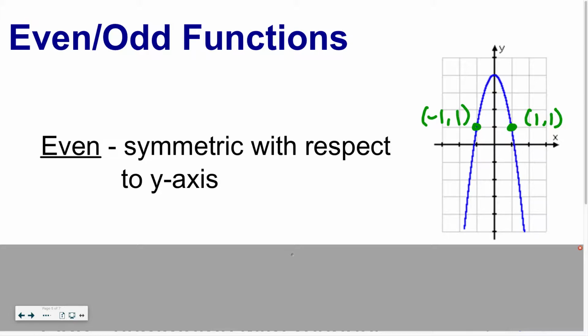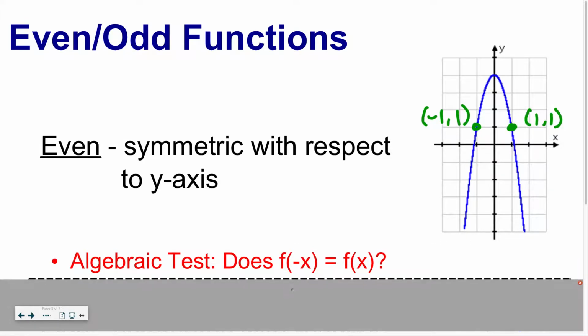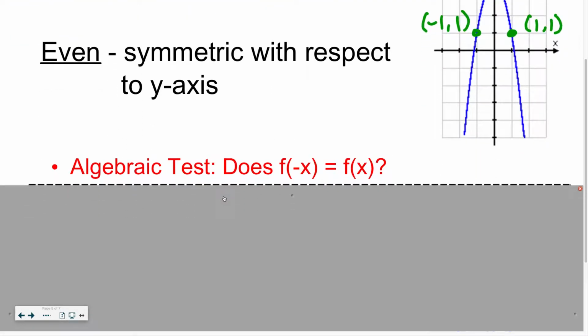Okay. So remember, function notation, f of x is a fancy way to write y. So the algebraic test for even functions is right here. Does f of negative x equal f of x? If I put in negative x, will I get the same y as what I had in the original equation? So x and negative x give the same thing. They are equal.